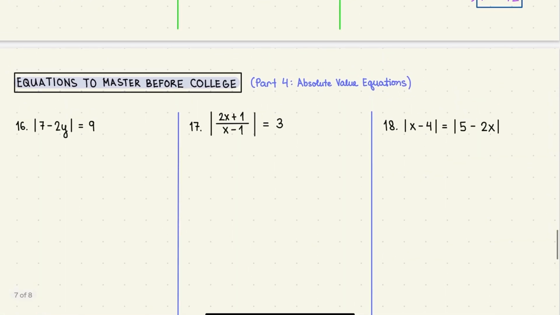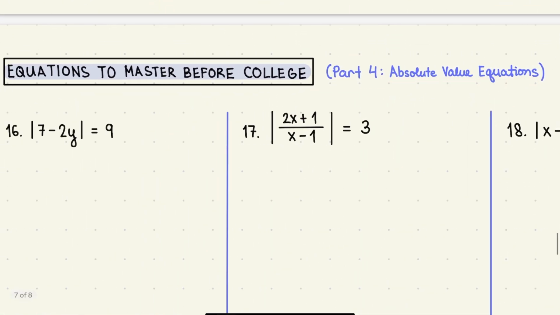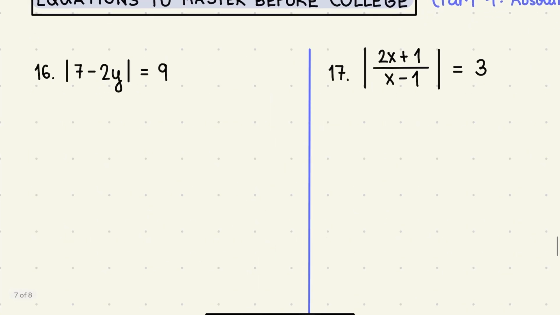Okay, so for the last part, we'll be dealing with absolute value equations. Just a brief recall here: absolute value just turns everything to positive, basically. So the absolute value of 2 would just be 2. The absolute value of -2 would be 2. Turn everything to positive. Given that fact, how do we solve these equations?